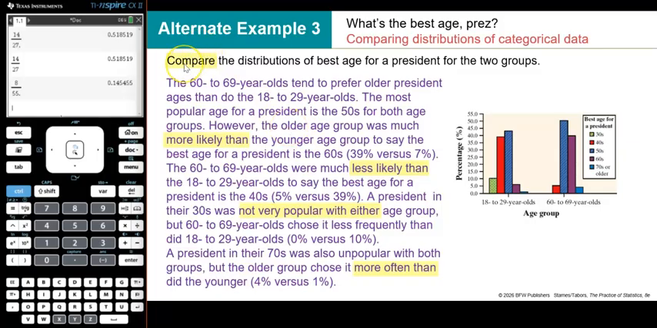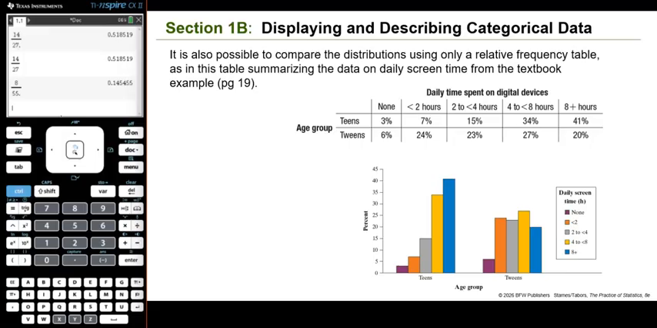When they say the word compare, please use words like one is larger than another. Don't just say one is 39 and the other is 7. Say 39 is greater than 7. Use words like one is bigger than the other, or more often, or more likely, or not as popular. So use comparative words to get full credit on the AP exam. It's a very nice hint for you.